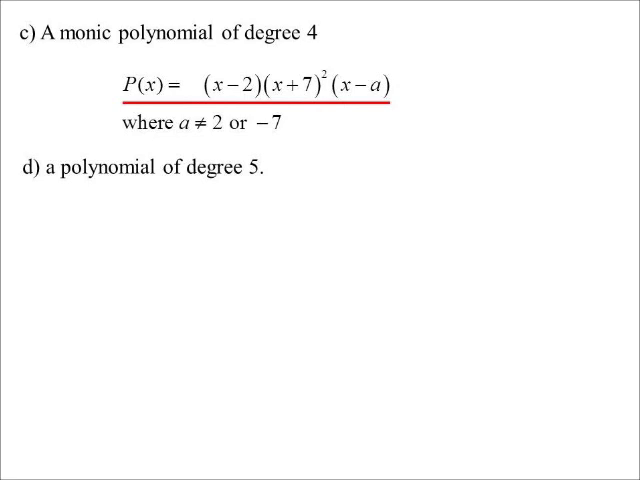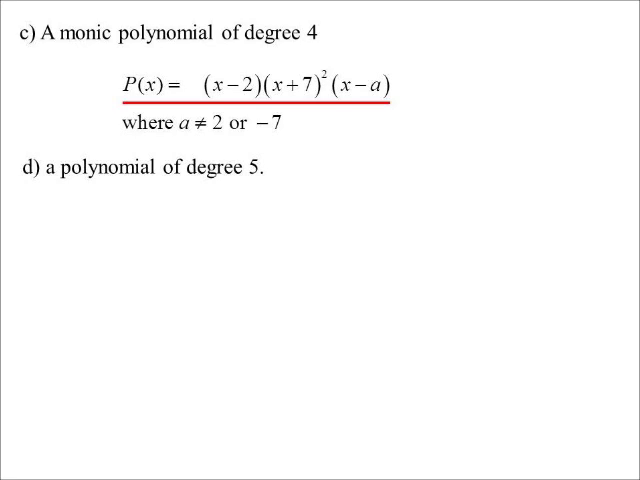If it was monic of degree 4, so there's the two factors that I know, but it could be times another factor to make it degree 4. But a couldn't be 2 or negative 7 for the same reason. It would change the, what's called the multiplicity. So it would change the degree of the factor.